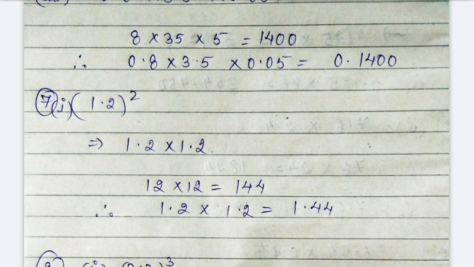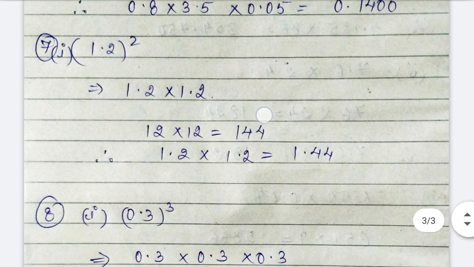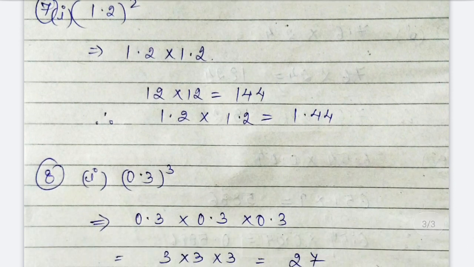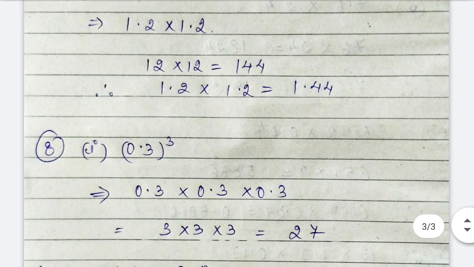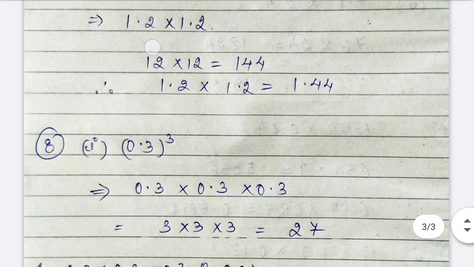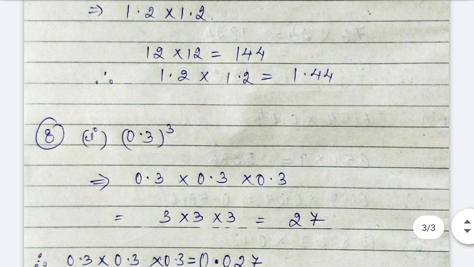Evaluate 1.2 square. 1.2 square means you have to apply 1.2 two times. 1.2 into 1.2. Remove the decimals. 12 into 12 is your 144. The decimal is applied 1 and 1. 2 place values left. 1.44 is your answer.